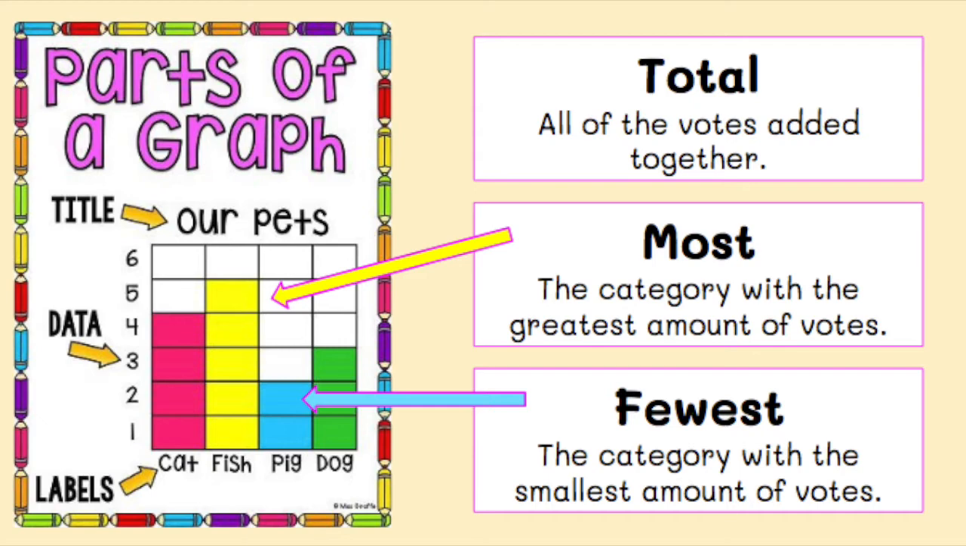The first one is total, which is all of the votes added together. So that would be if we added up all of the colored boxes to get the total amount of votes. The next word is most, and that is the category with the greatest amount of votes, or the highest bar. So in this graph, the category with the most votes would be fish, the yellow one. The last vocabulary word is fewest, and that is the category with the smallest amount of votes, or the shortest bar, which in this graph would be the pig, since it only has 2 votes.